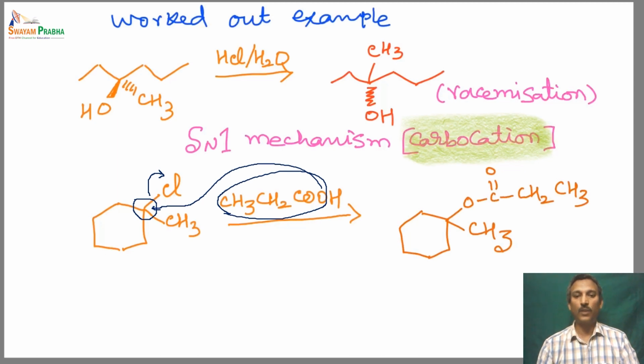This is how in the SN1 mechanism we can very well say that it is a planar mechanism, and we can see how the groups are replaced. The first step is the removal of the chloride, which produces the carbocation here. The carbocation is then attacked by this carboxylate anion to give the final product.